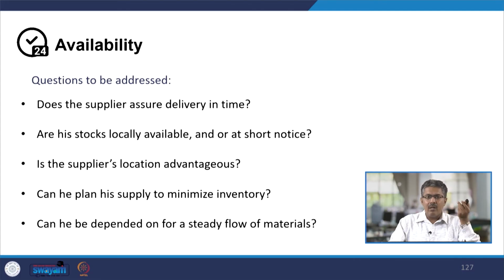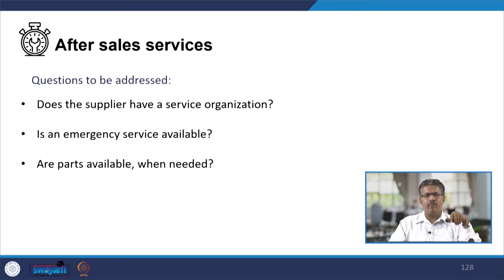And finally, when you talk about availability, you talk about does the supplier assure delivery in time, are his stocks locally available or at short notice, is the supplier's location advantageous, can he plan his supply to minimize inventory, and can he be depended on for a steady flow of materials. So, these are few questions that you will ask from an availability point of view. When you talk about after sales service, you look at does the supplier have a service organization, is an emergency service available, right, are parts available when needed.